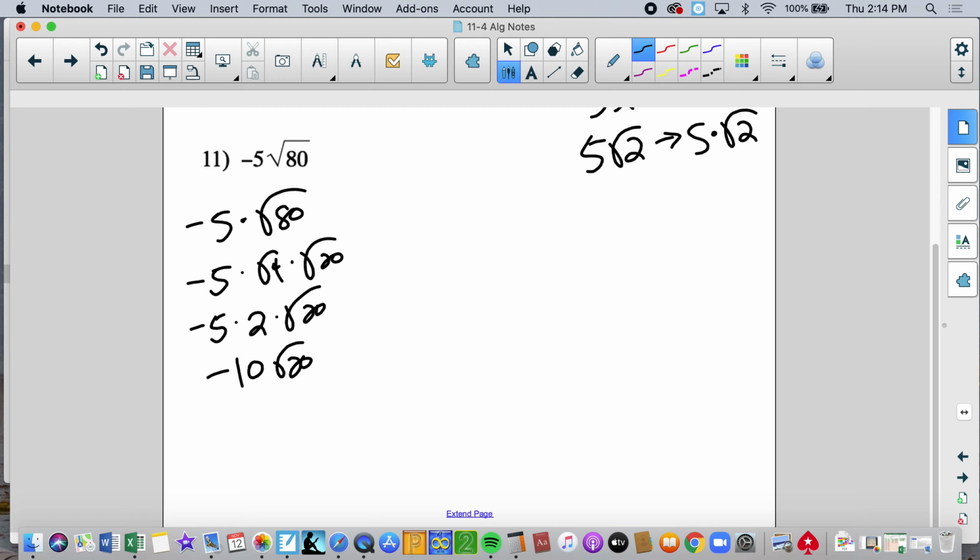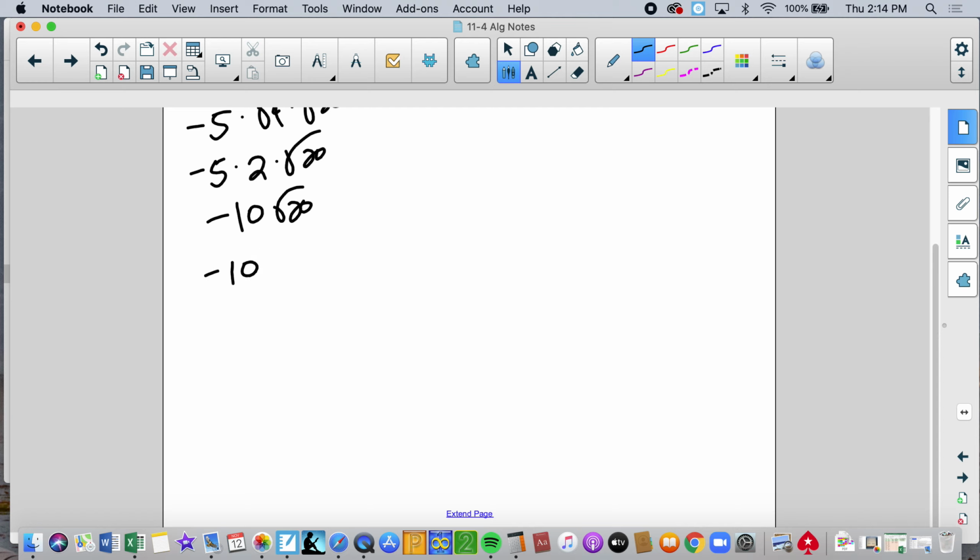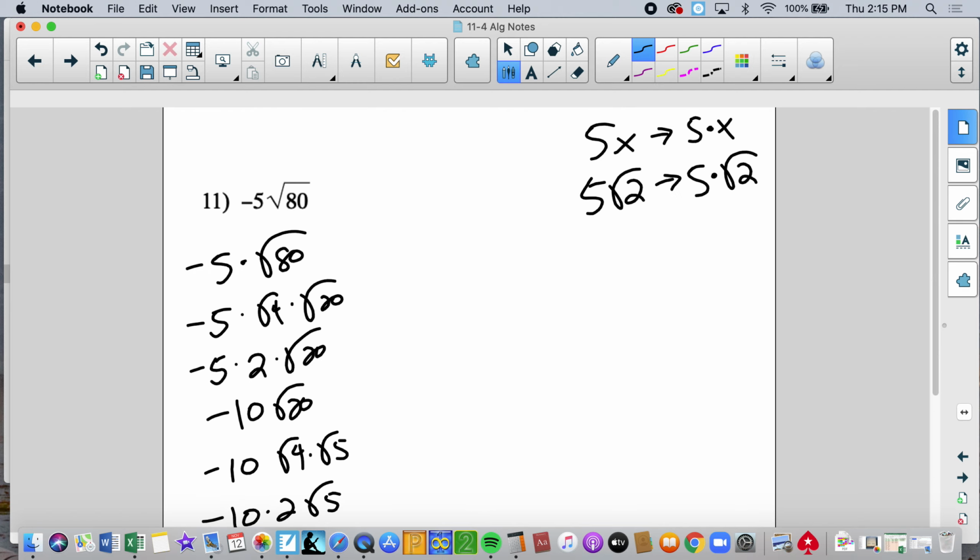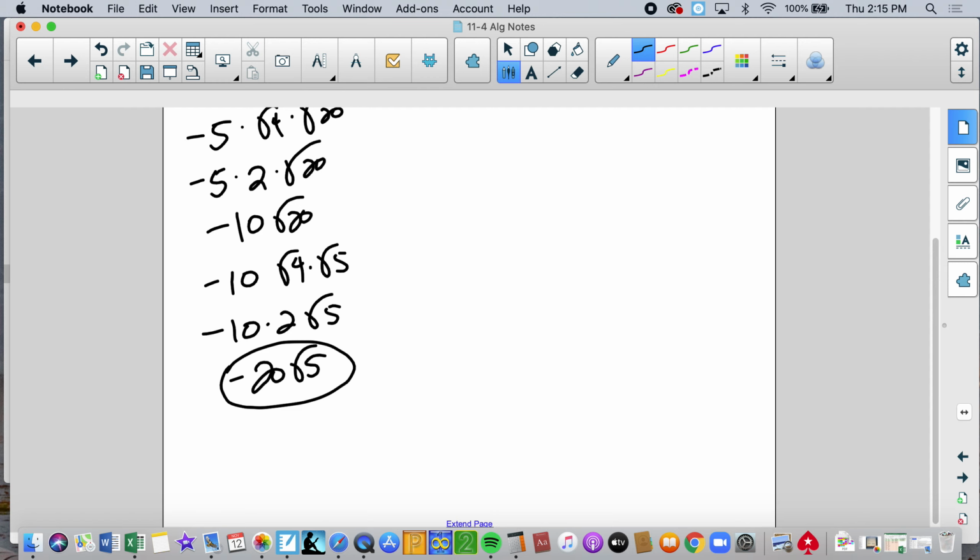I have to make sure that there's no perfect square factors of 20. Does 4 go into 20? Yes. So I get negative 10 times 2 is negative 20 rad 5. And that would be my simplified answer.